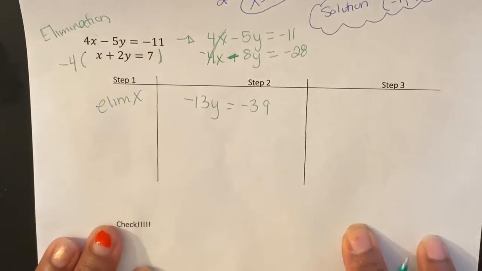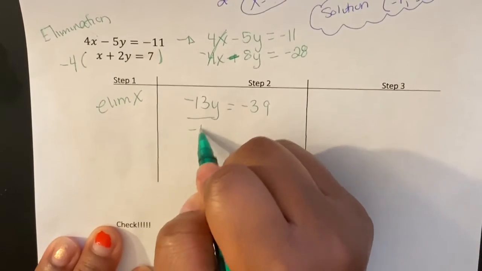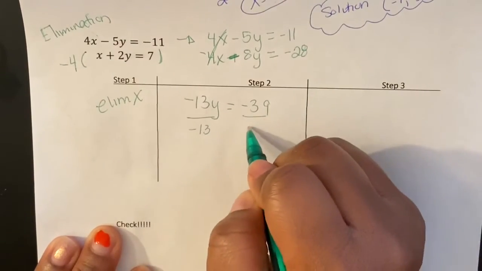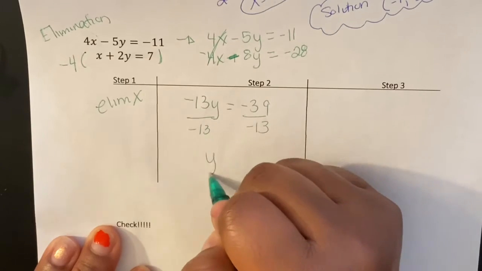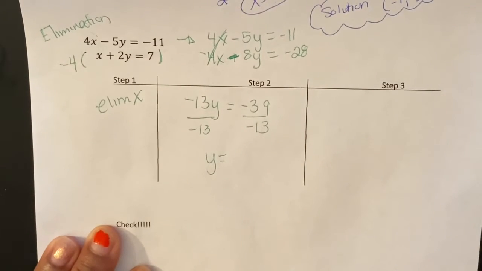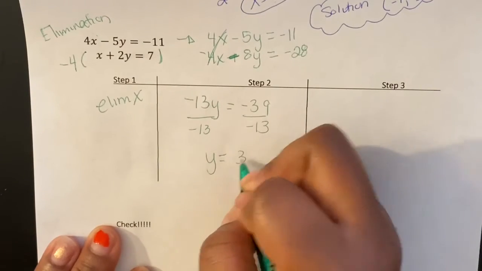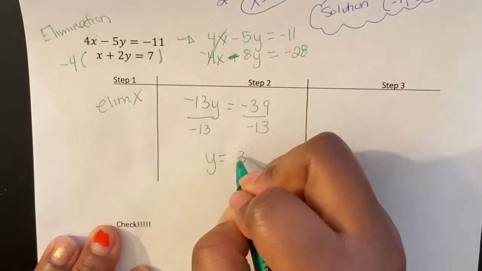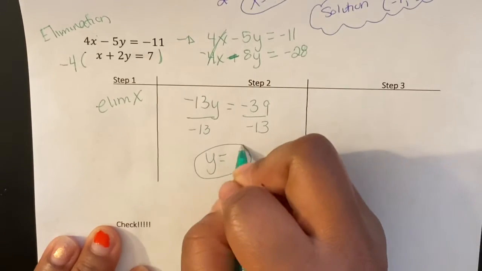Now, I'm going to get y by itself by dividing by -13 on both sides. Y equals +3, because -39 divided by -13 equals 3. So that's my y coordinate.